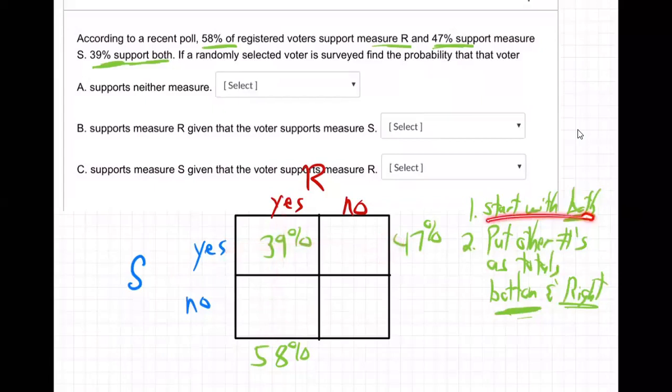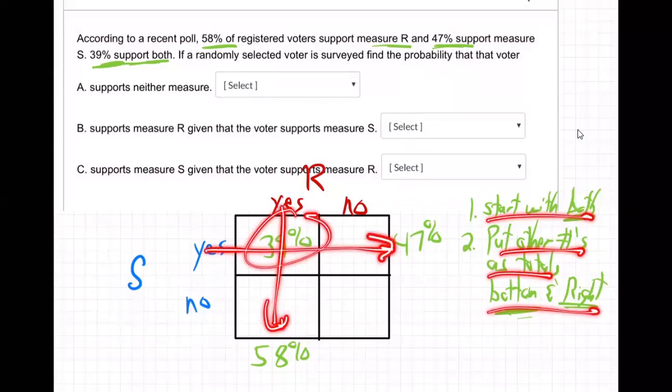So step 1, start with the both. We did that. Then put the other numbers as totals, bottom and right. Bottom is the yes R people. There's the yes S people.